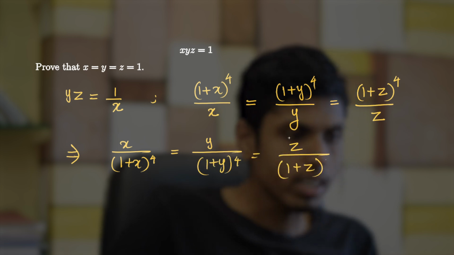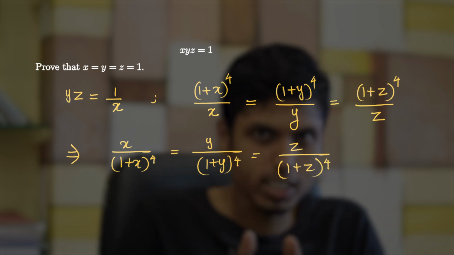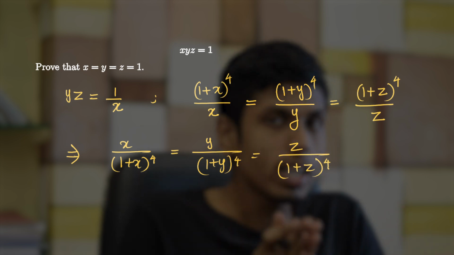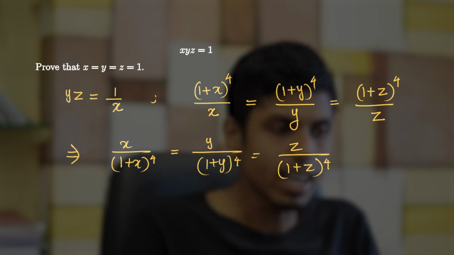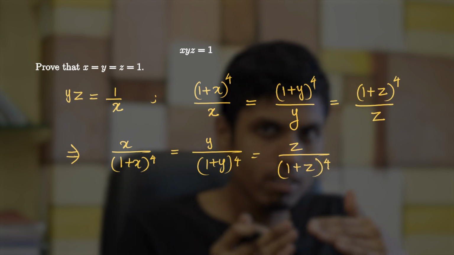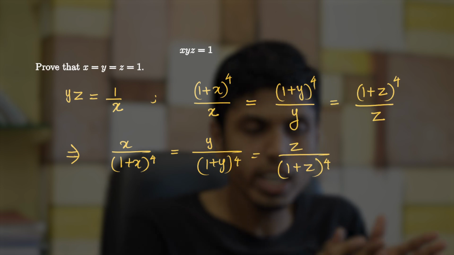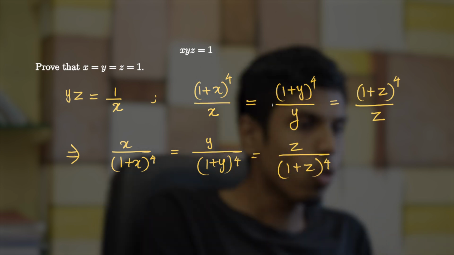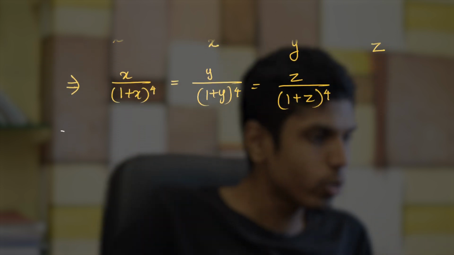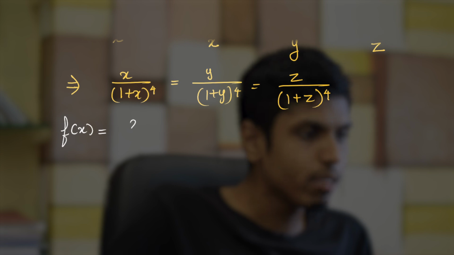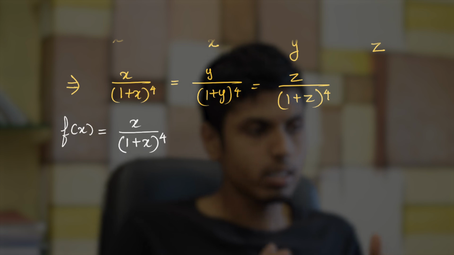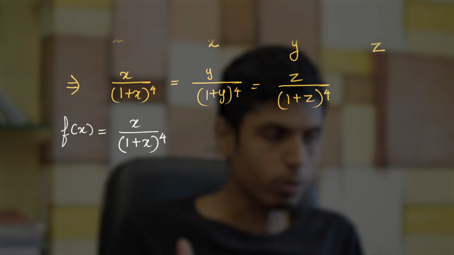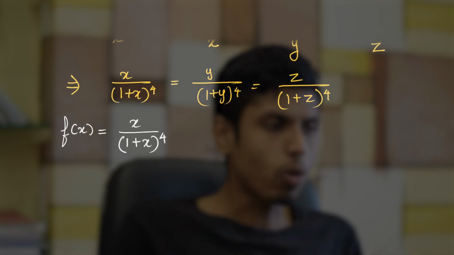And as you can see, the form of each of these expressions is the same. So let's try to plot the graph of this function, and let's analyze the functional value being equal for three numbers x, y, and z. So what is the function that we are going to consider? It is trivially the function f of x equals x by (1 plus x) power 4. Remember that the denominator is only raised to the power of 4. Let's not try to plot this directly.